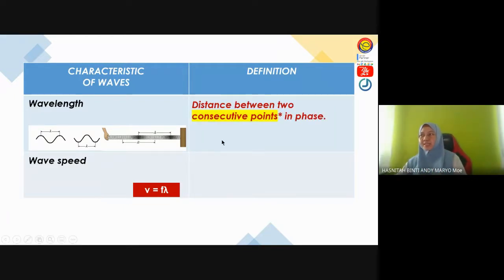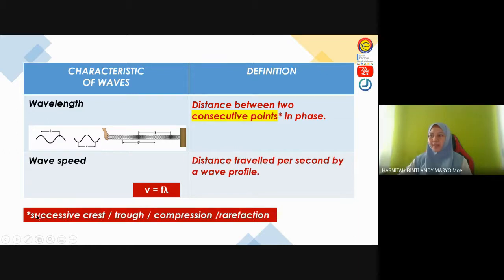Or in general, we can say it is the distance between two consecutive points which are in phase. The word in phase here refers to either two successive crests, two successive troughs, two compression regions, or two rarefaction regions. Consecutive means one after another: the first crest to the second crest to the third crest, first trough to the second trough to the third trough, first compression to the second compression, first rarefaction to the second rarefaction. That is what we call in phase. So are you clear now? Wavelength again is the distance between two consecutive points which are in phase.